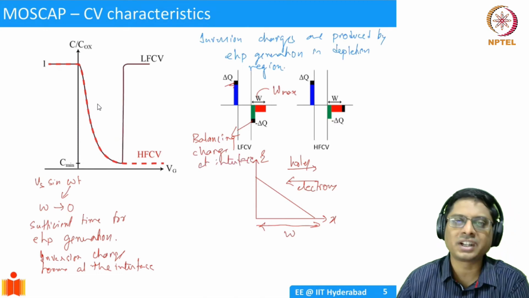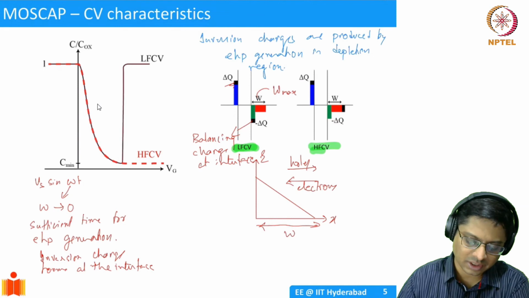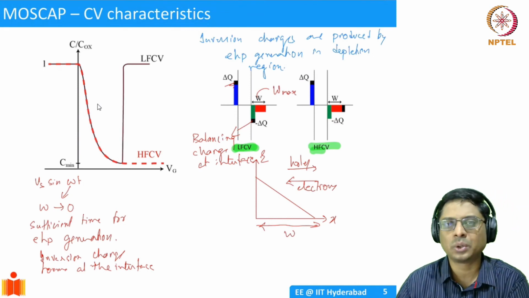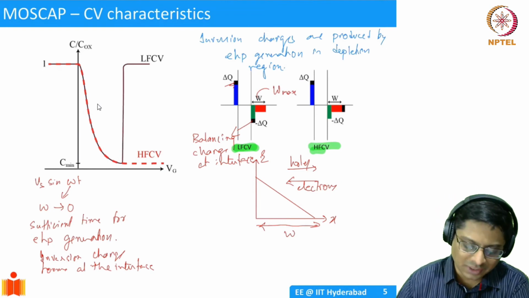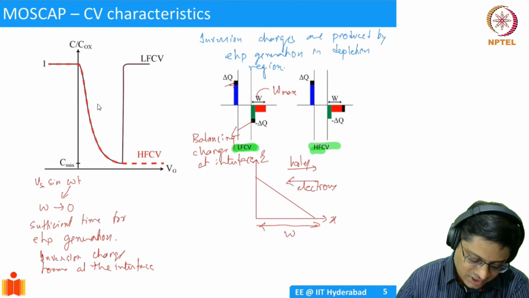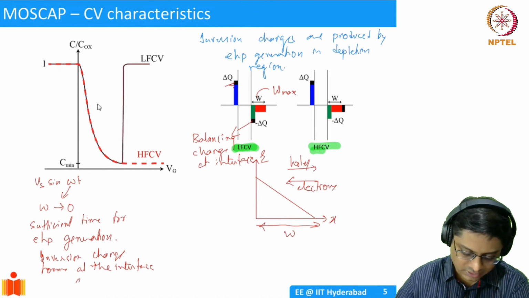The reason it's forming at the interface is you are doing it very slowly. Remember, this is for LFCV and this is for HFCV. In LFCV, you're doing it very slowly in such a way that there is sufficient time for the electrons to accumulate, to come to the interface. So that forms the balancing charge. So your C is simply going to be Cox.